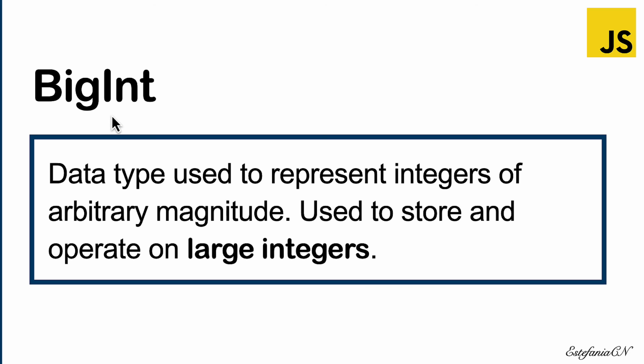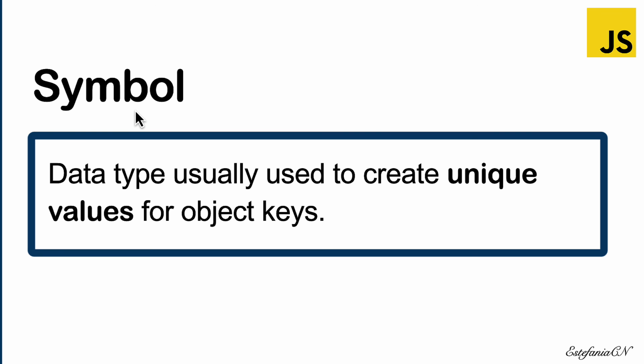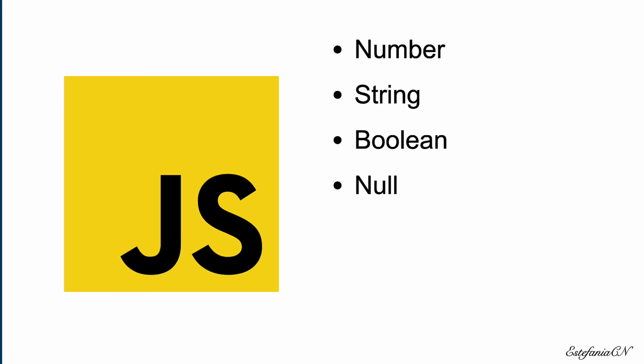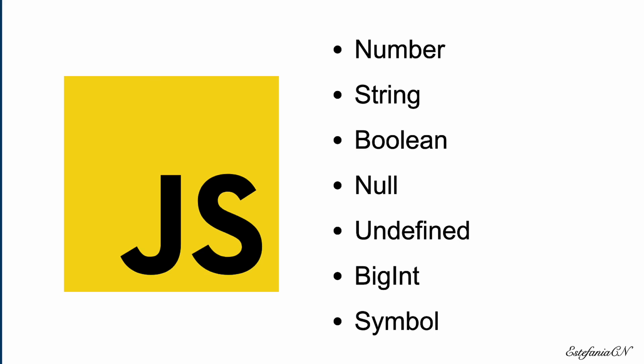BigInt is not used so frequently because it has very specific use cases, particularly in scientific fields. But I want you to know what this is all about. It's a data type used to represent integers of arbitrary magnitude. We use it to store and operate on large integers. Finally, we have symbol. It's a data type usually used to create unique values for object keys. Awesome, we talked about the different primitive data types that you can work with in JavaScript. Number, string, boolean, null, undefined, bigint, and symbol. These seven primitive data types are the foundation of everything that we will be writing in our JavaScript programs.